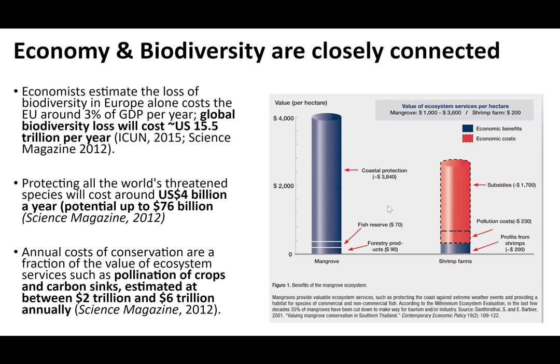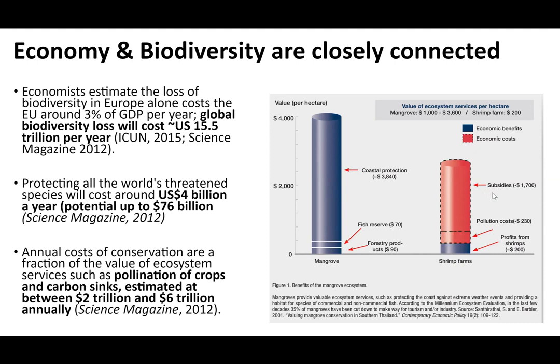Their fish reserves that they provide, because mangroves are great fish nurseries, provide about $70 per hectare per year to local fisheries. And their forest products, i.e. when you cut a mangrove tree down, you can sell it for, again, about $90 per hectare per year. So they provide both regulating services as well as provisioning services at a value of about $4,000 per hectare.